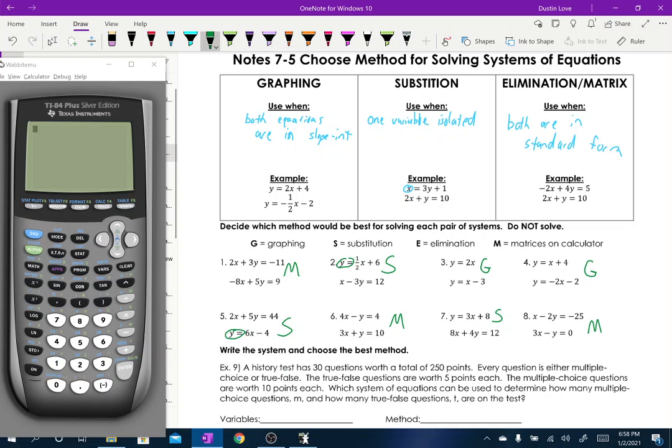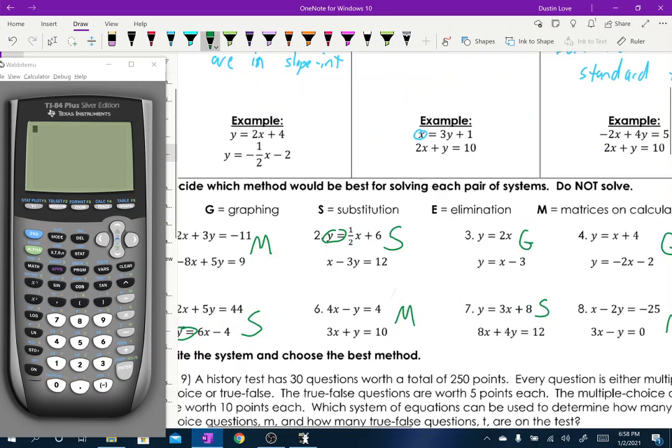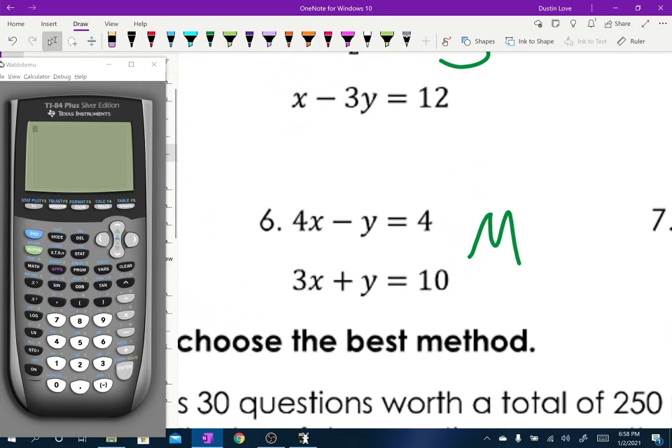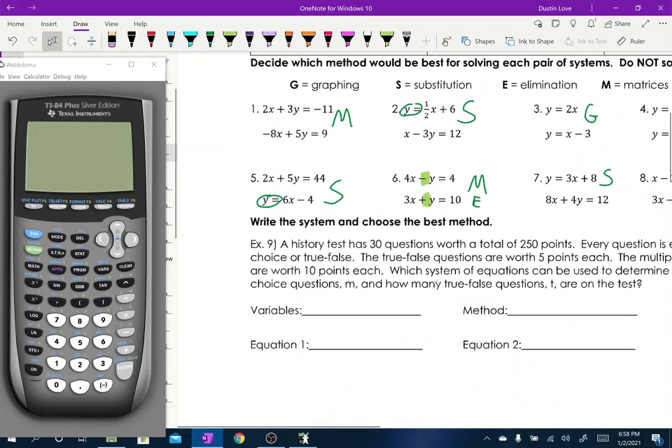But let me see, of all those, the only one that really lends itself well to elimination is number 6, and that's because of my coefficients of 1 and -1. So this one would be a good candidate for elimination if you wanted to. Okay.